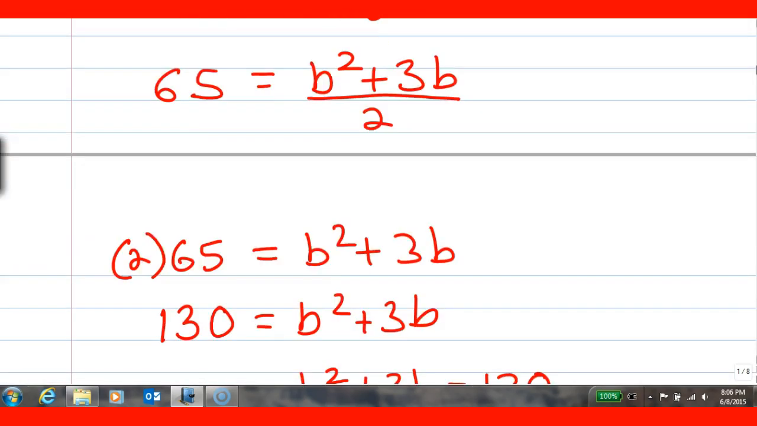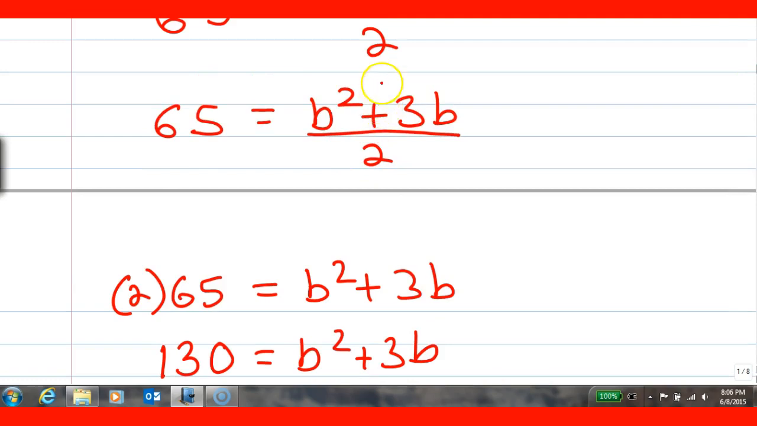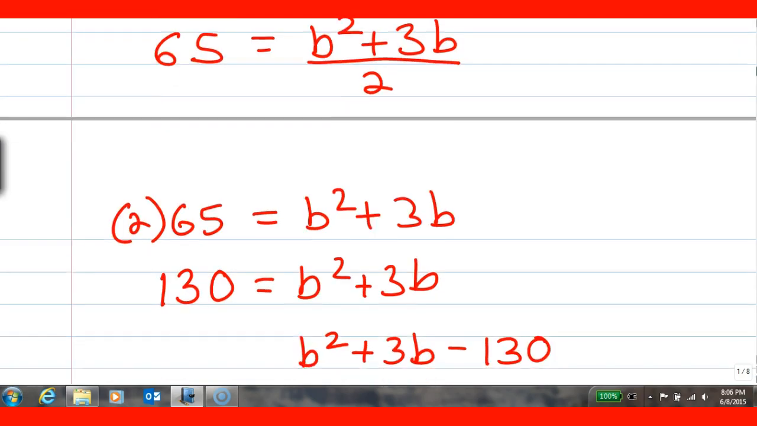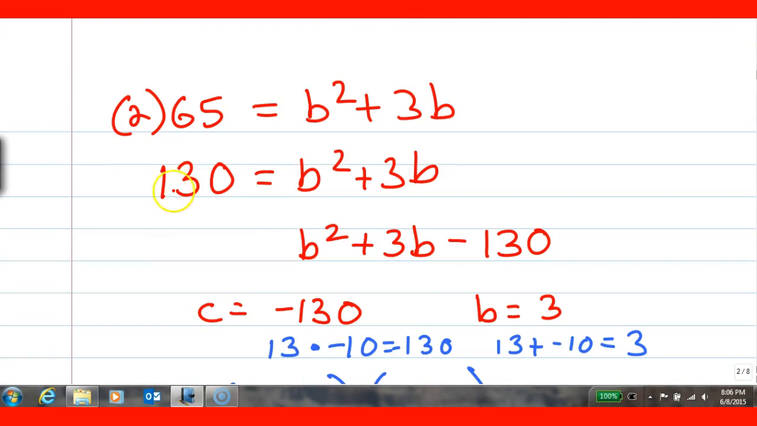Next, I want to get that 2 out of there. The 2 is dividing, so to get it out, I'm going to multiply it to both sides. So I'm going to multiply this side by 2. That'll clear the 2. Whatever I do to one side of the equal sign, I do to the other, so I'll multiply the other side by 2 as well. So 2 times 65, I get 130 equals b squared plus 3b. Now I'm going to subtract that 130 to the other side, so I now have the trinomial b squared plus 3b minus 130, and I'm ready to factor.